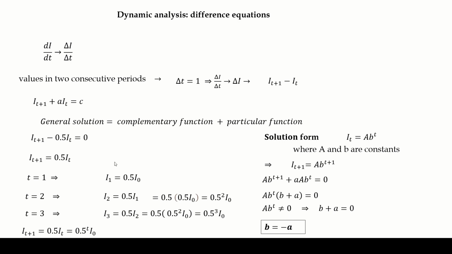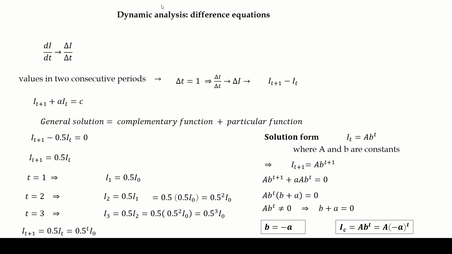And a, as we know, is this expression, which would be the coefficient attached with the investment term, I_t term. Following this, we now have the value for the complementary solution. It would be A b raised to the power t, or A into minus a raised to the power t.